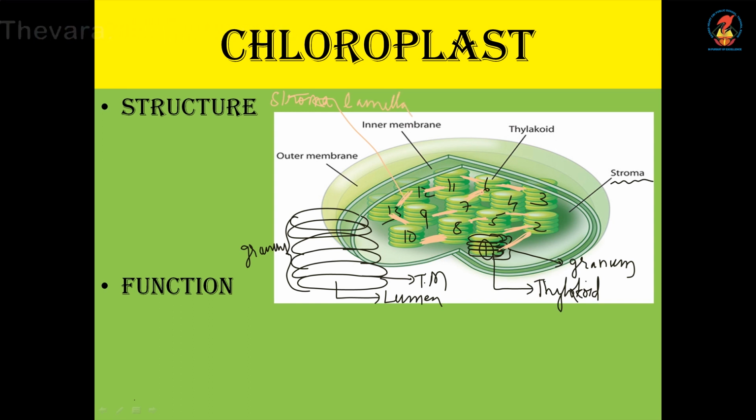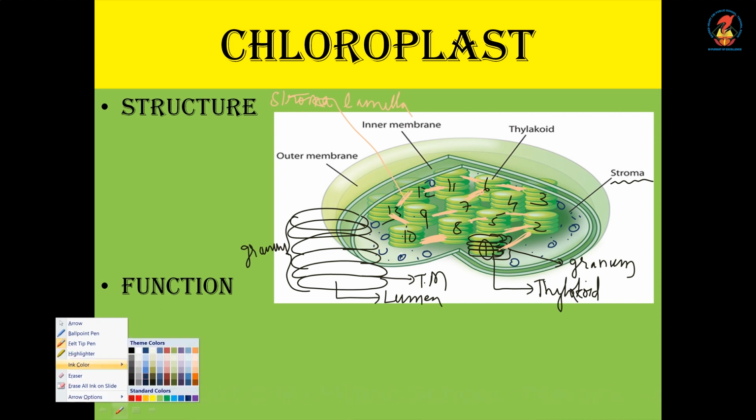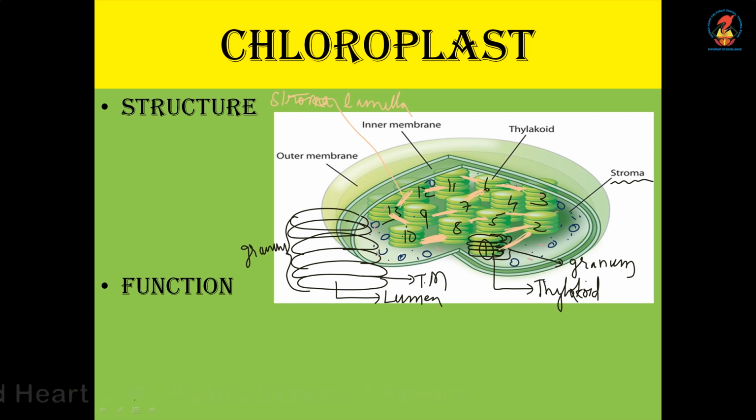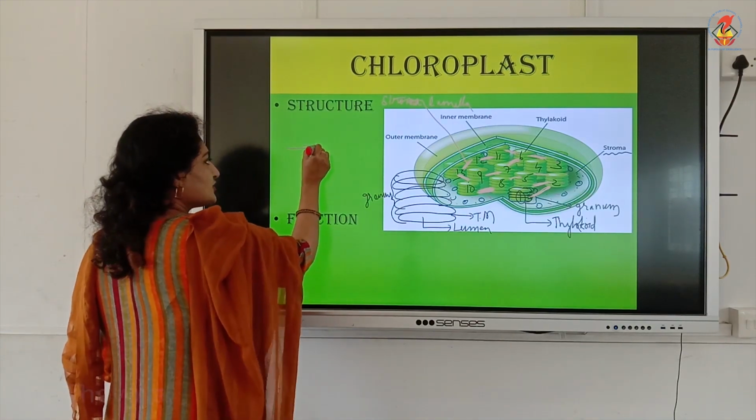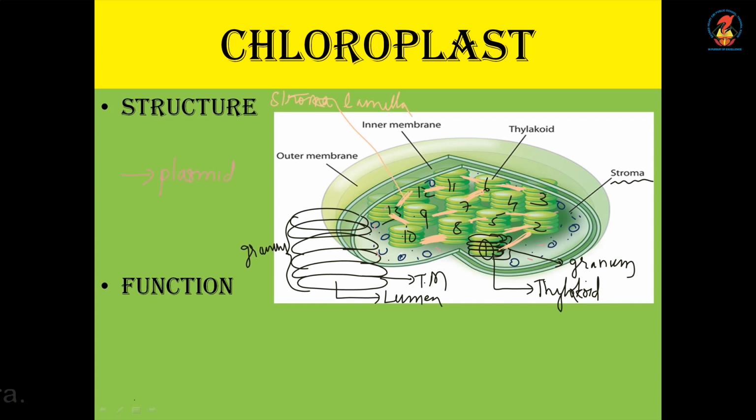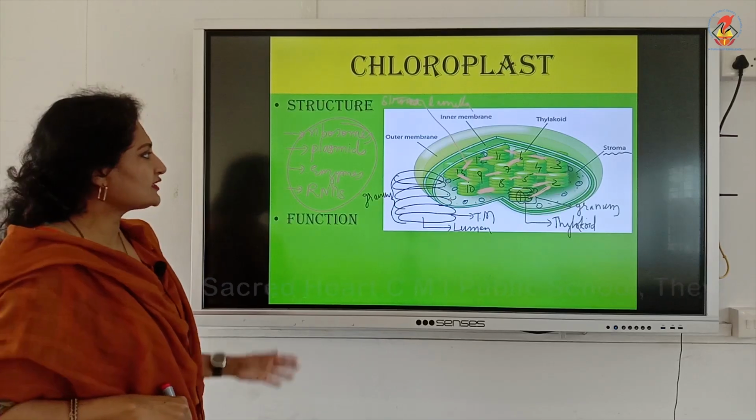Okay, then besides these structures, there are circular chromosomes called plasmids here and there. Then there are ribosomes. Then there are enzymes. And here and there RNA. So besides these important structures, what all are there? I am writing the other structures that are present. Circular DNA called plasmids, ribosomes, enzymes, and some RNAs. Now these are very, very important for protein synthesis. These are the raw materials for protein synthesis.